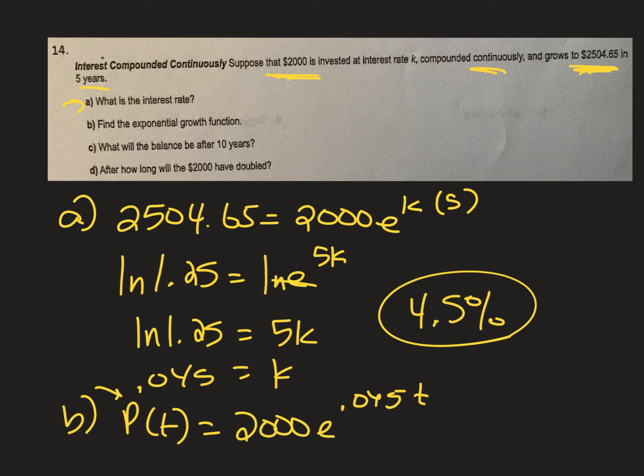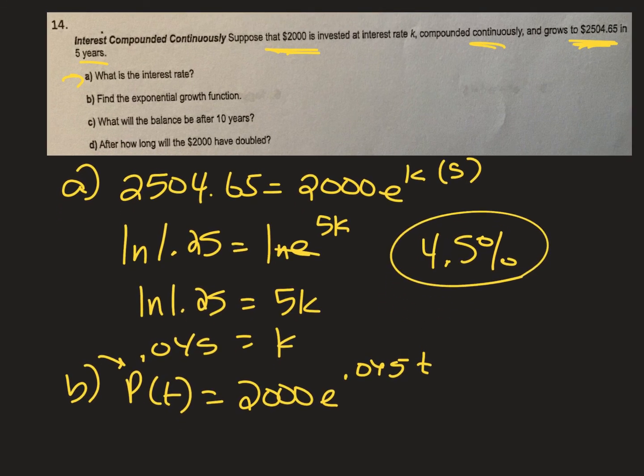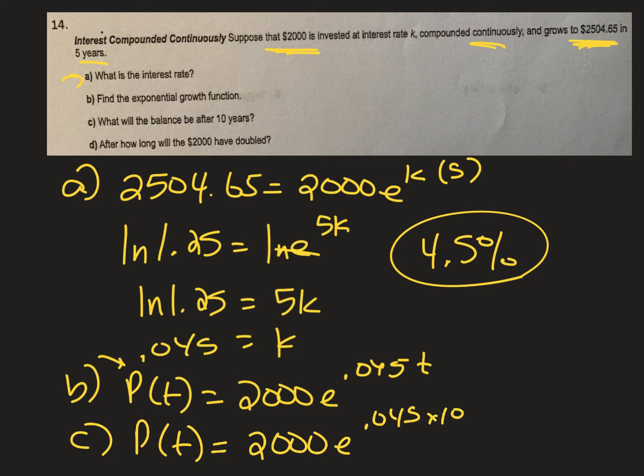That's all they want. Now, part C says to use that function to find the balance after 10 years. All right, so to find it after 10 years, that just means the time is 10. So I'm going to plug 10 in for the T. So I'm going 0.045 times 10 in my exponent. I'm just going to punch that straight in. And when you punch that in, you get $3,136. And don't forget those 62 cents.